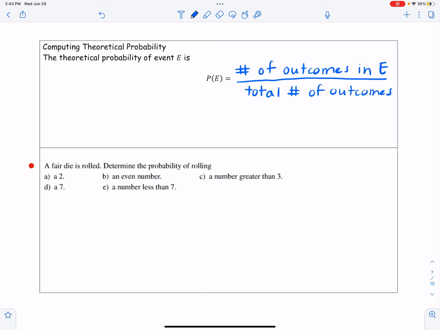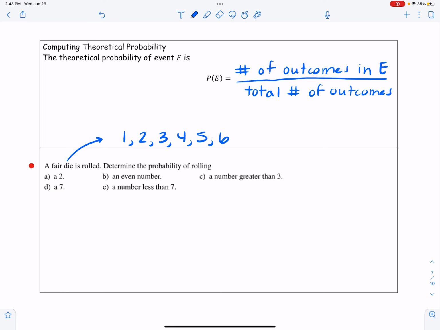of possibilities. All right, so a fair die is rolled, all right, and we're asked to find some different probabilities. Now, when it's theoretical, an easy thing to do is to go ahead and write out what those possible outcomes are before you start.